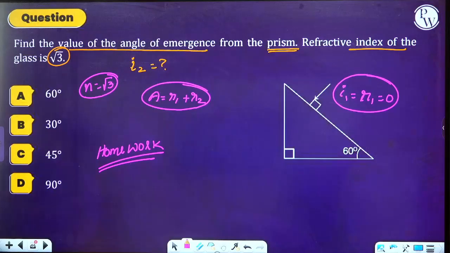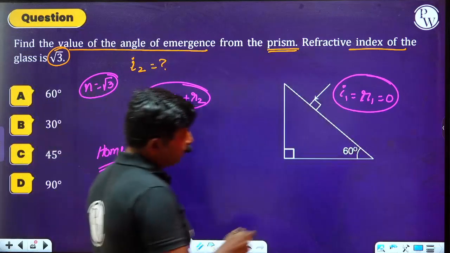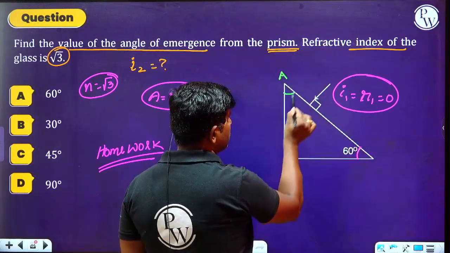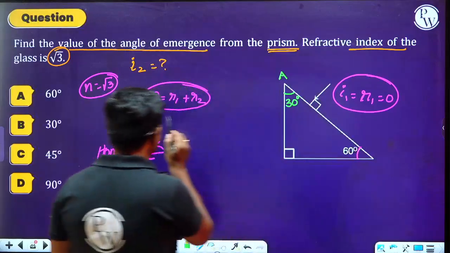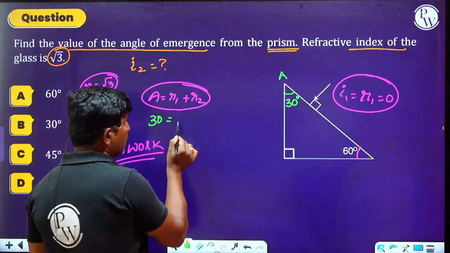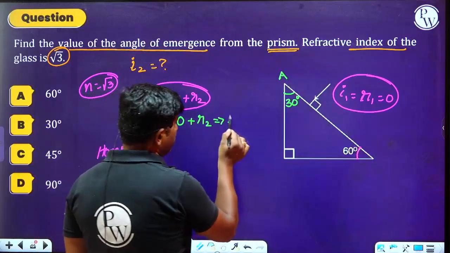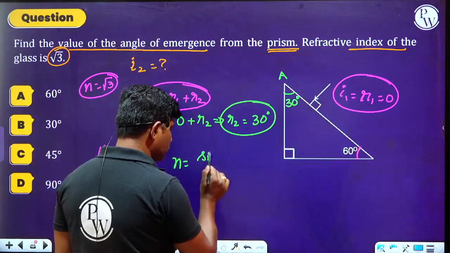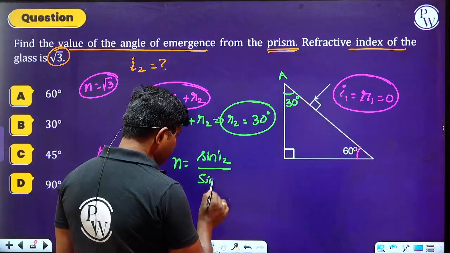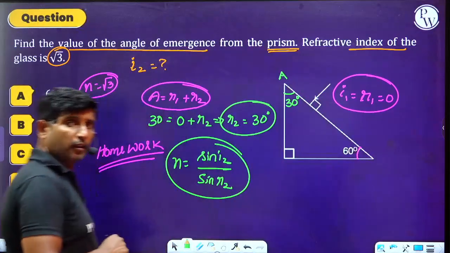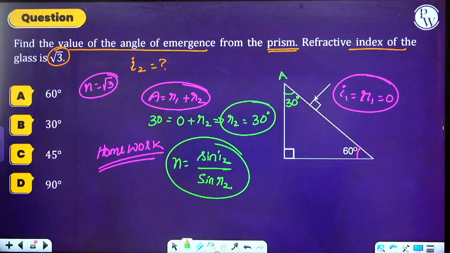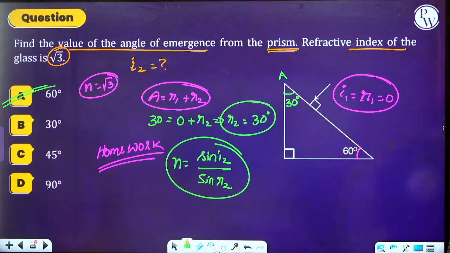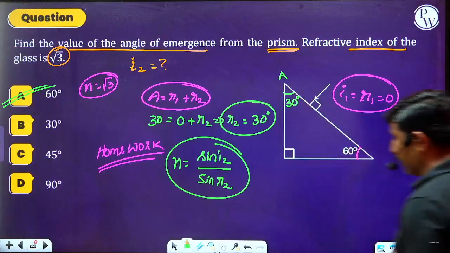Observe this. If here this is 60 degree, then the angle of prism must be equal to 30 degree. R1 is 0 plus R2, which implies R2 becomes equal to 30 degree. So use the relation n is equal to sine I2 divided by sine R2, and simplify and substitute, and you must get the answer as 60 degree. Option A will be the right answer. I hope you're understanding these points clearly here.